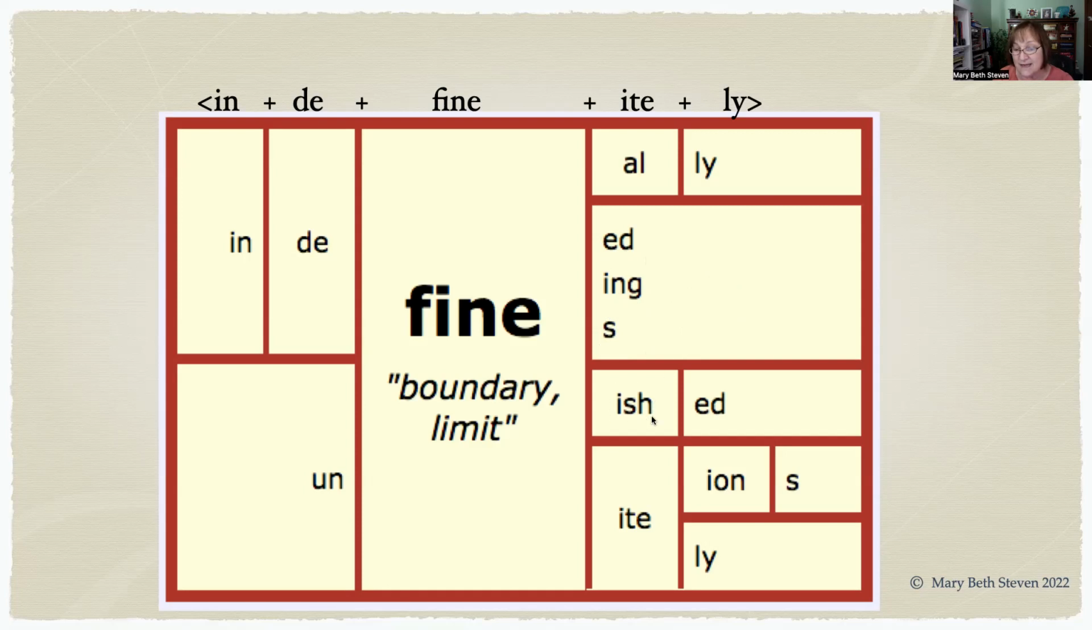It does offer us that opportunity after the ISH to also add an ED. It does offer us the opportunity to add an LY after we've added an AL. So finally, right? Down here, I could have FINE plus ITE. Now I have two choices. I can add either the ION or the LY, right? So definite, definition, definitely. I have those options.